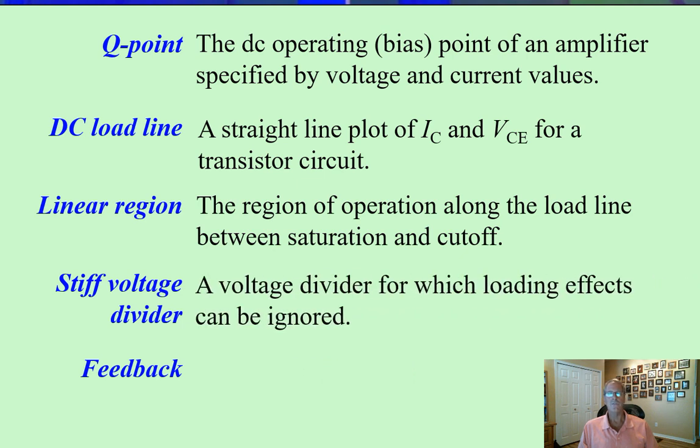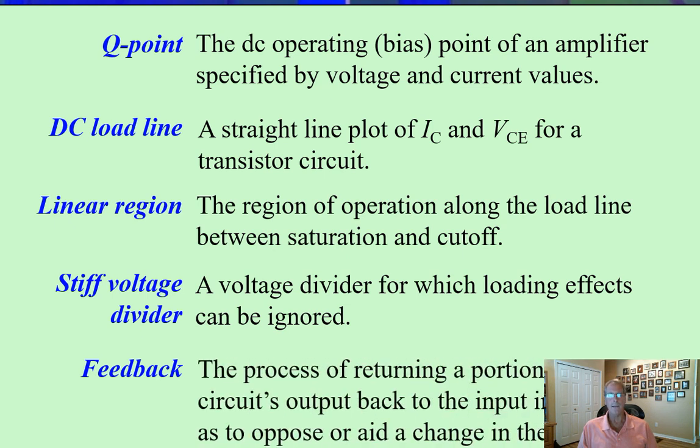And a stiff voltage divider is a voltage divider on the voltage divider bias amplifier where the resistors are low enough in value that there's enough current going through the voltage divider that the base current will not compete with it. So the base current's in the microamps, your voltage divider currents are well into the milliamps.